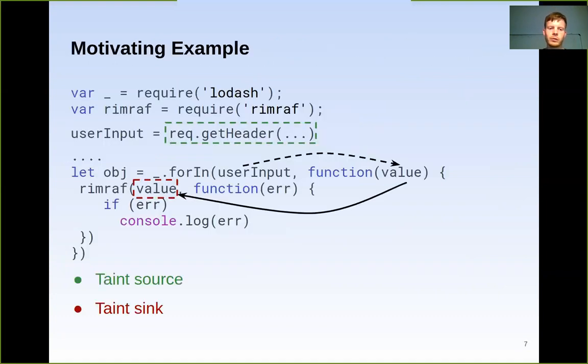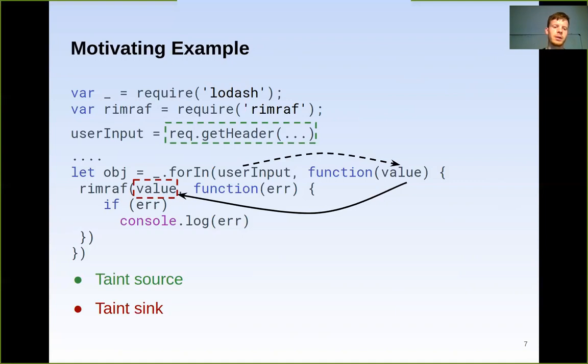To understand our approach, let's consider this example that contains an injection vulnerability. The userInput variable gets its object value from a user-supplied HTTP header. The forEach method iterates through all of the property values of the userInput object. For each iteration, the property value is passed to the callback as the value parameter, as indicated by the dotted arrow. The value is then passed to the rimraf function.